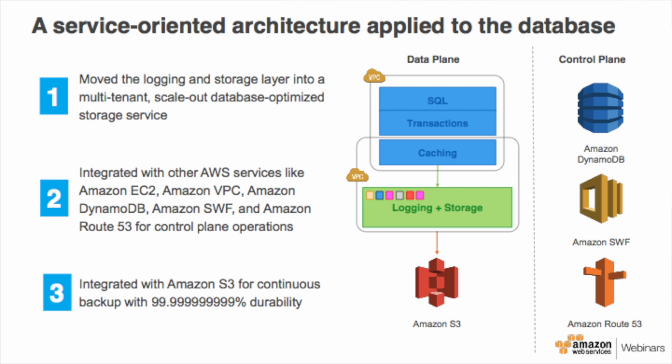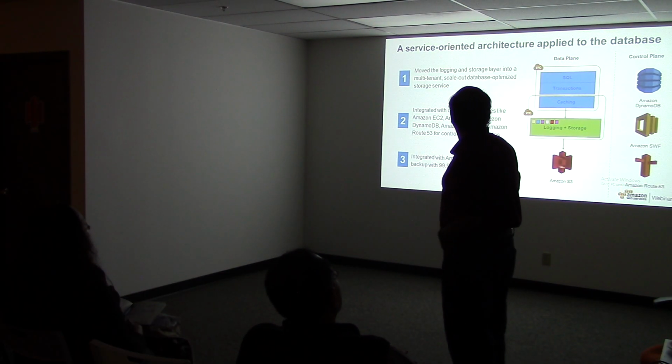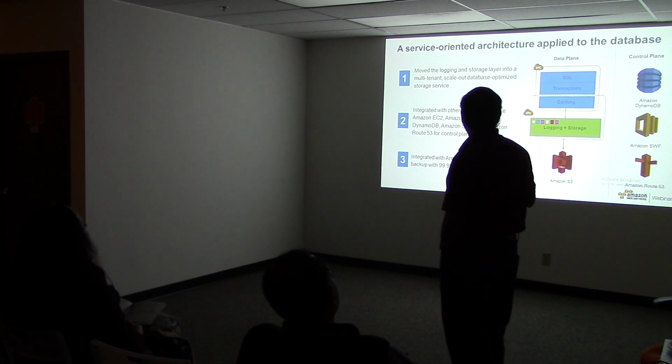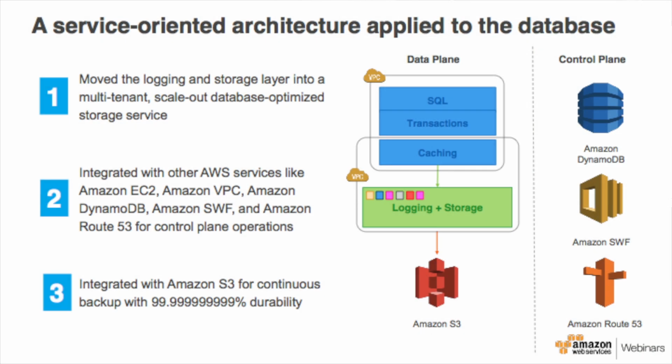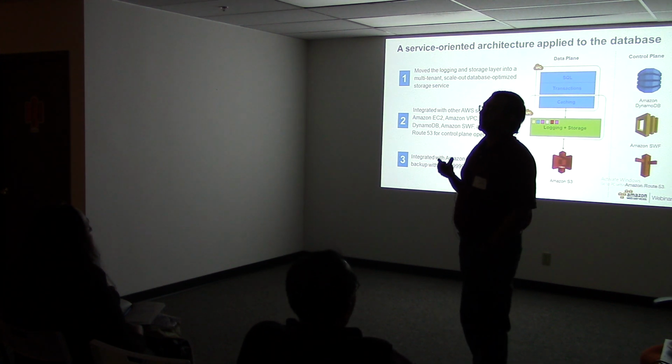right? So if you look at a database stack, it is a monolithic stack that consists of SQL processing. This is really the query processor, then transaction processing, caching, then you have a logging layer, then you have storage. What we have done in Aurora is that we have coalesced the logging layer and the storage layer into a single scale-out multi-tenant storage and logging layer.